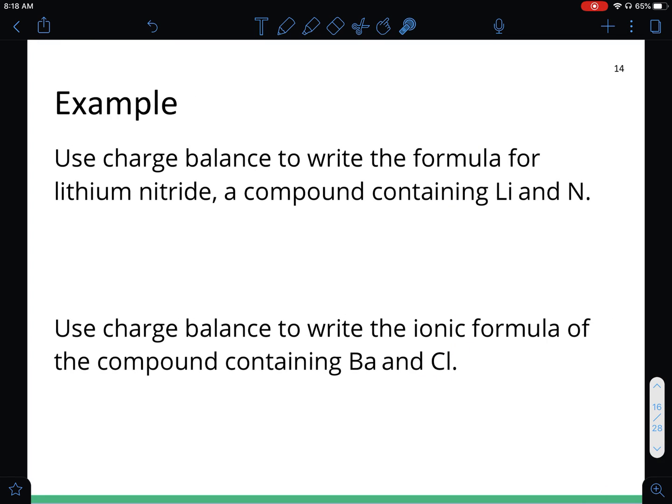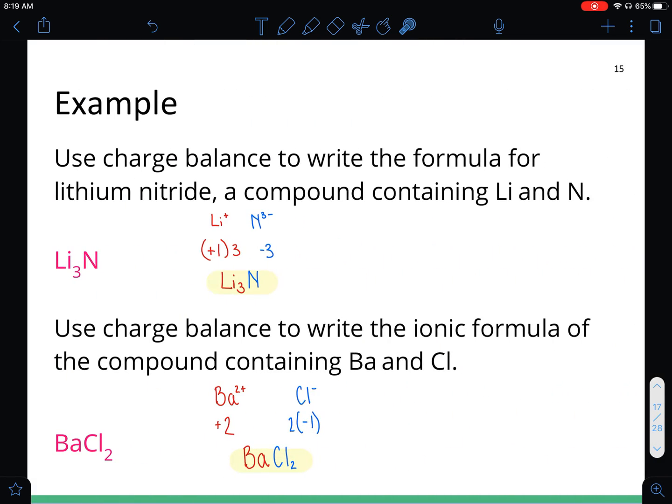All right, we got some more examples. If you're feeling confident and want to try these out on your own, go ahead and pause the video, follow the same steps of finding the charges and balancing it out to determine the formula. When you're ready for the answers, press play. All right, let's see how you guys did.